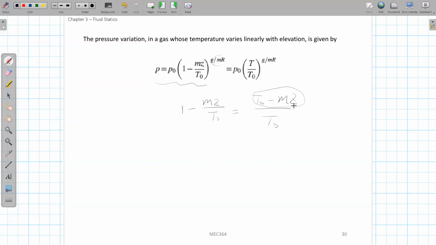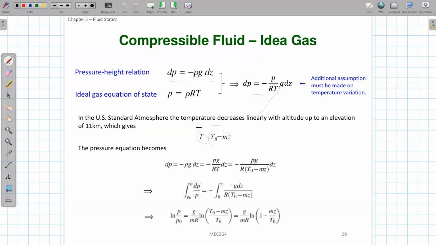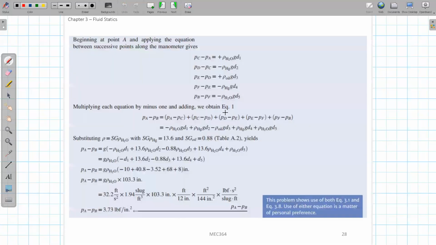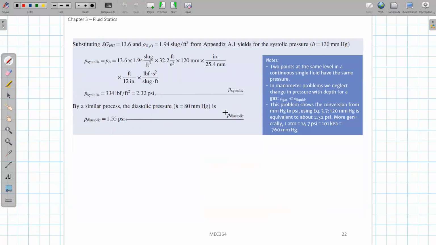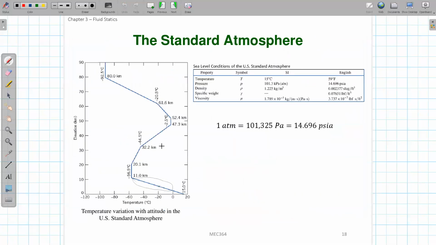Professor, what's mz again? This m? Yeah, m is this constant. This is the slope. You see that for the atmospheric air, this is a straight line, right? So this is the slope of this straight line. That's why we write T equal to T0 minus mz, assuming this is the Z location. This is just the slope, and it will be given in the problem if you need to solve it. All right, thank you.